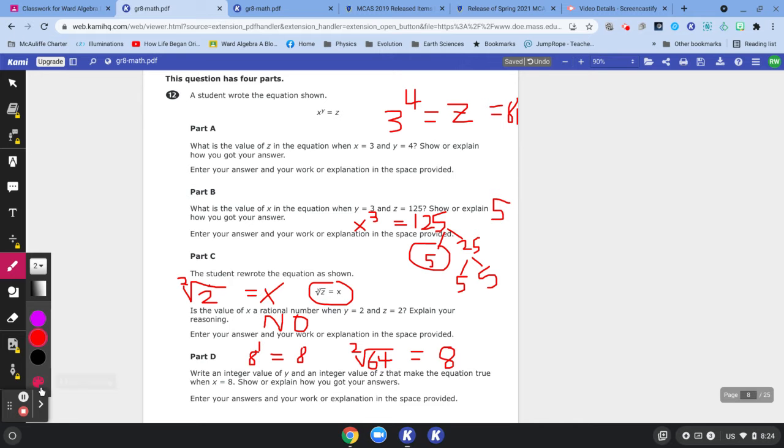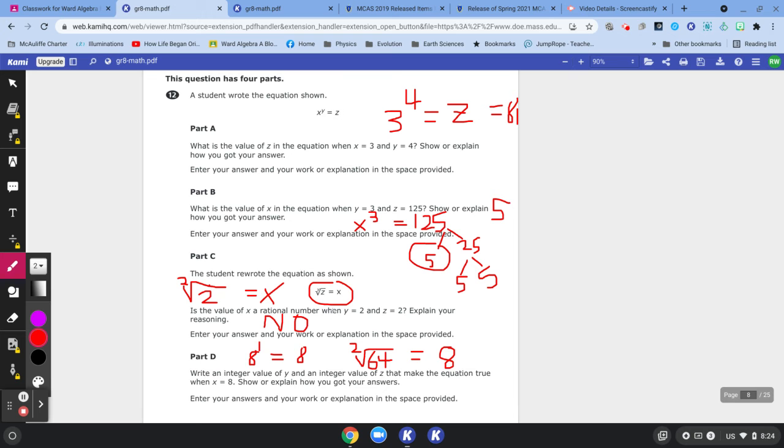All right, I hope that was helpful, and I'm sorry that this last part of the MCAS question was written with ambiguity. I tried to approach it in both directions. Just restating that if we're using the first equation and x is 8, then y could be 1 and z could be 8, y could be 2 and z could be 64, y could be 3 and z could be 512 because 8 to the third power is 512.